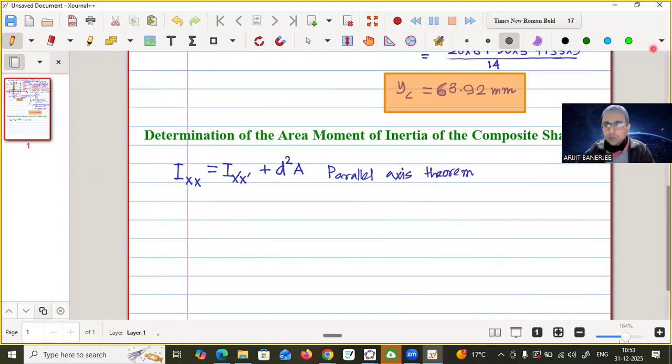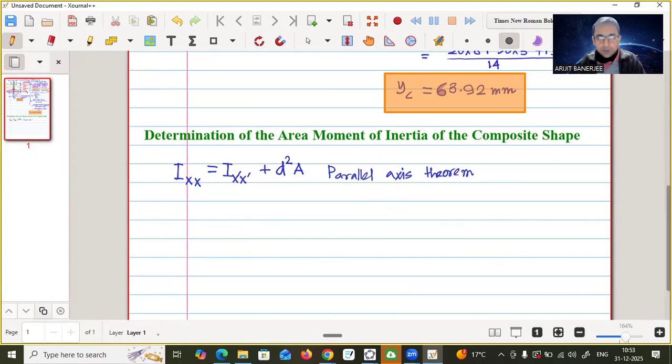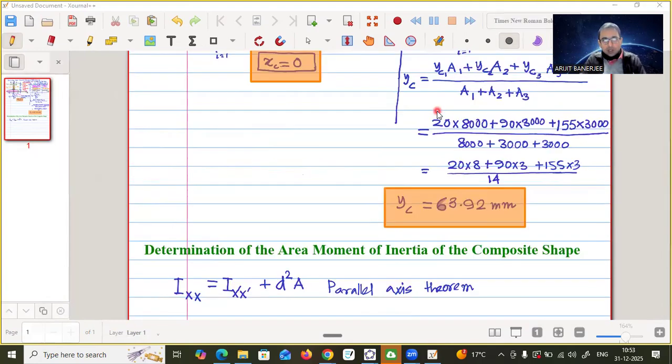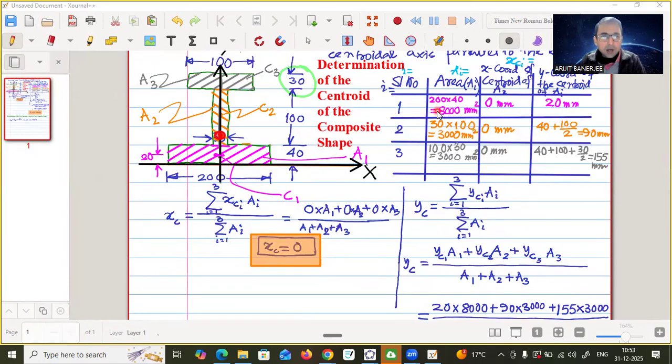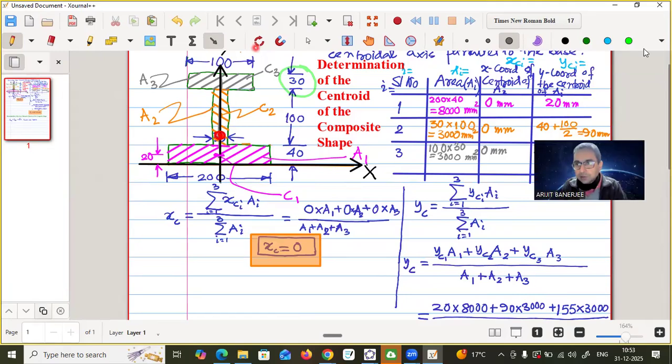So if we use the parallel axis theorem for this, how do we do that? That means for all the areas, what is the centroidal coordinate? Let us mark that centroidal coordinate first. We will mark the centroidal coordinate with red. So now this is the centroidal coordinate.